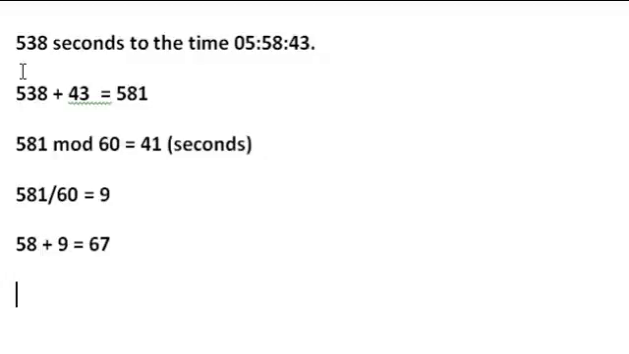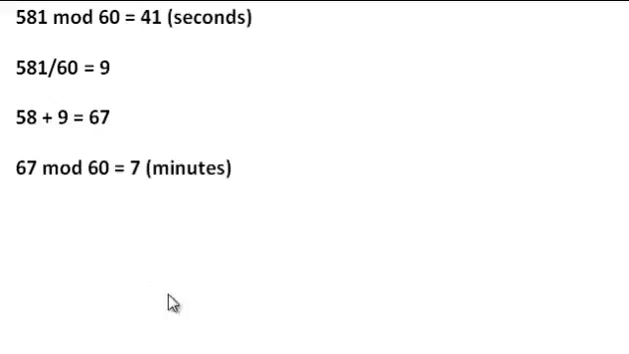If you do 67 mod 60, we get 7, and that would be the minutes value. And 67 divided by 60 gives us 1, and that should be added to the hours value. So we add 5 and 1 to get 6 for the hours.